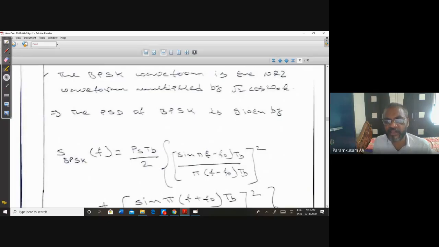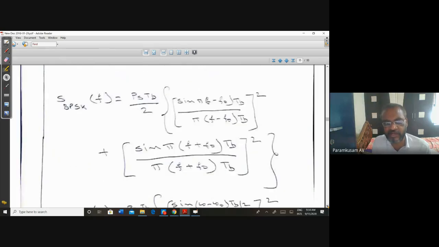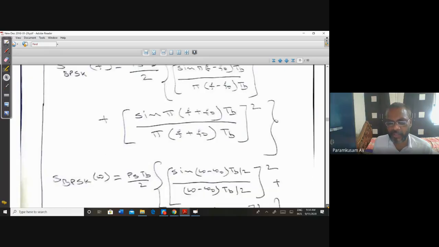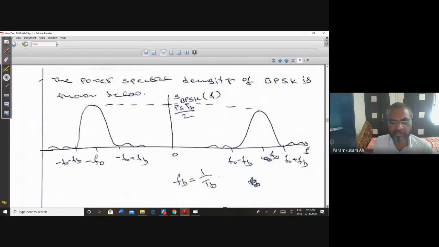If any signal is multiplied with cos, what happens? Its frequency spectrum is shifted to the right side and left side by omega naught. The equations are not needed.